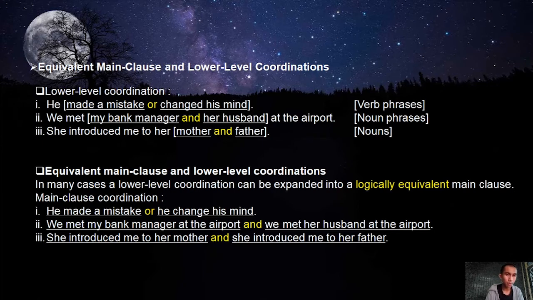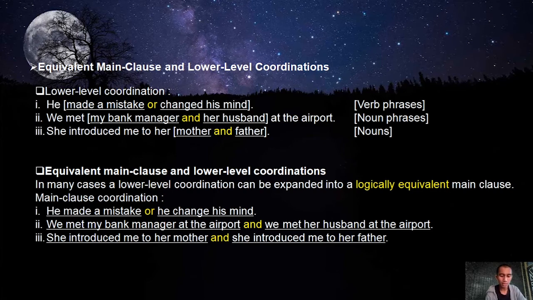The second example, we met my bank manager and her husband at the airport can be expanded to we met my bank manager at the airport and we met her husband at the airport. However, maybe the order of the events is different. In the lower level coordination, we met my bank manager and her husband at the airport. It seems that the events occurred at the same time. So they met the bank manager and her husband at the same time.